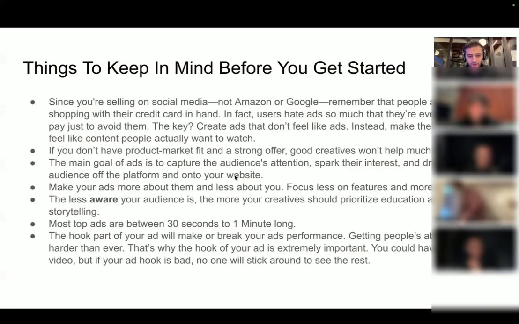The same thing with product market fit. They might click because they are curious to see what it's all about. But if they come to your site and see there's no benefit for them in buying the product, then they will not buy. Make your ads more about them and less about you. So focus less on features and more on benefits. I think this is basic.